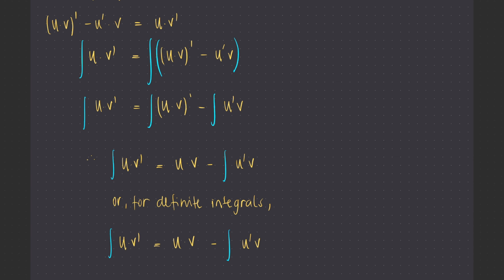Now, if you have an upper and a lower bound, meaning if this is a definite integral, what we need to change is the following. Let's say that the integral is evaluated from a to b. Therefore, we're going to have u times v from a to b minus the integral from a to b of u prime v. All right, so let's go through the 4 examples.